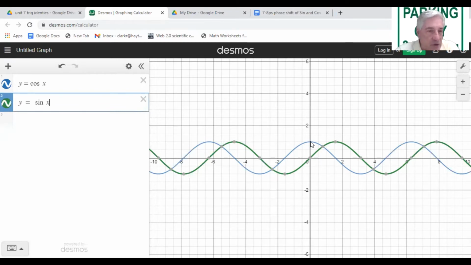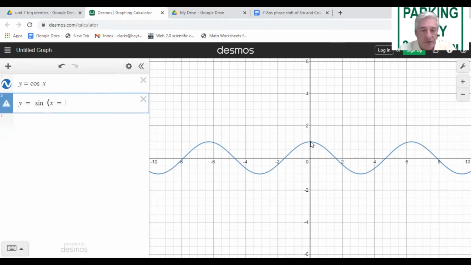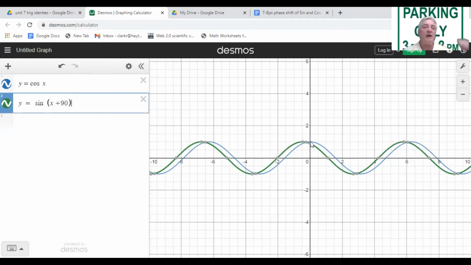Now, what happens if I move the sine over 90 degrees? X plus 90. If I can type it in there, x plus 90. Now, is that the same as that graph? It is the same as that graph. My calculator is just showing me that they're a little bit off. Why are they a little bit off? To show me that it's basically the same line.